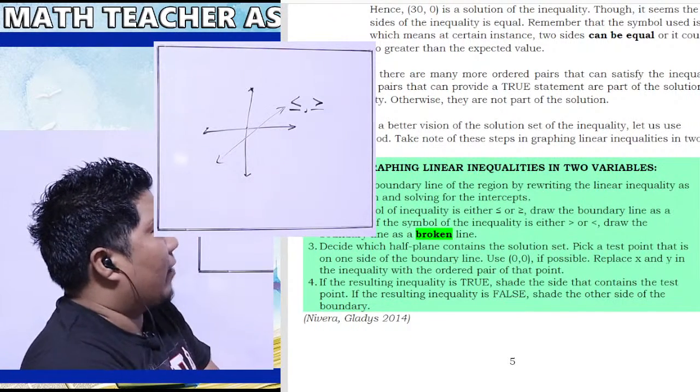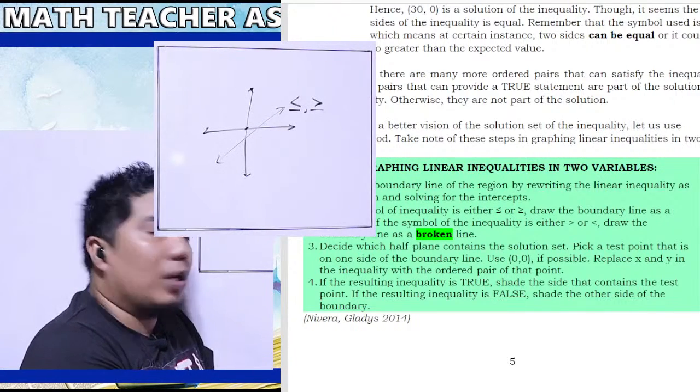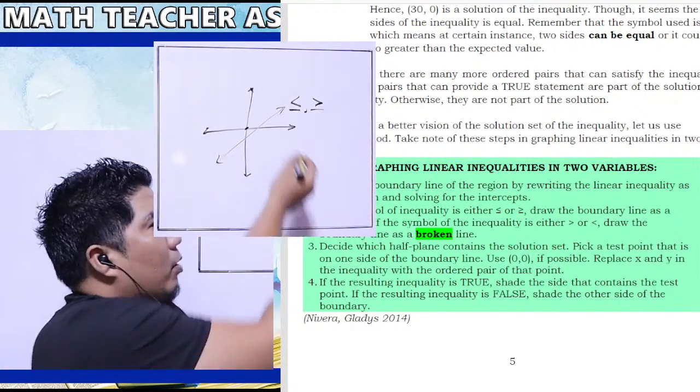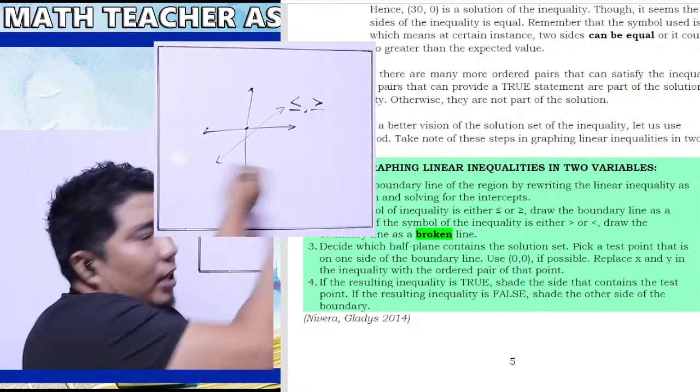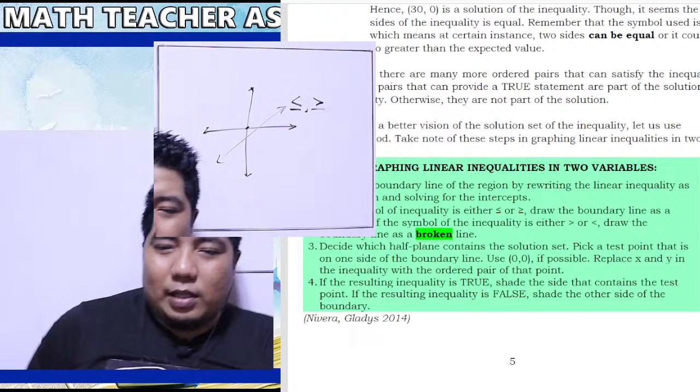So, if ever I will use the (0, 0), if ever it satisfies the inequality, then I will shade all of the upper region. Pero kapag hindi, so therefore, dito na yan sa lower region. Ganun lang kadali. Okay, let's go back to the discussion in the module.